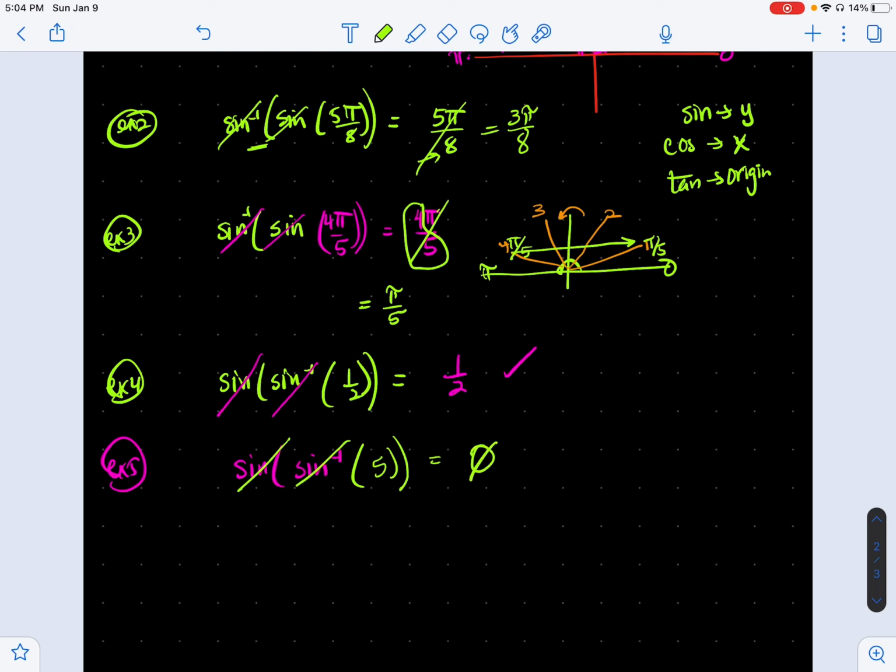Whoopsies. This is not an angle, guys. 5 is not an angle. It's a value. Because it's not an angle, I really don't have to worry about looking at the quadrants or which quadrant it is in. Is it in quadrant 1 and 4? I'm not going to worry about that because this is a value.